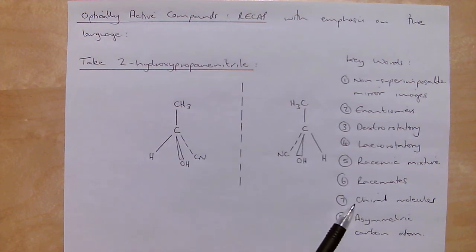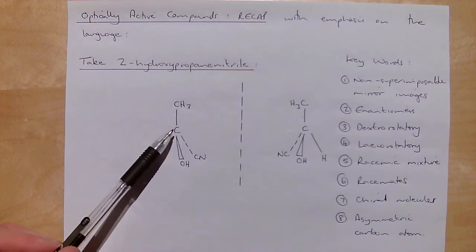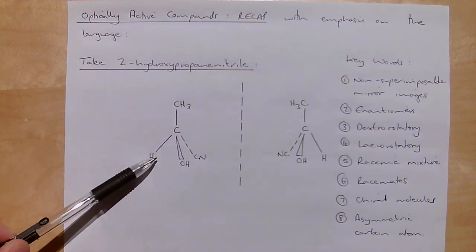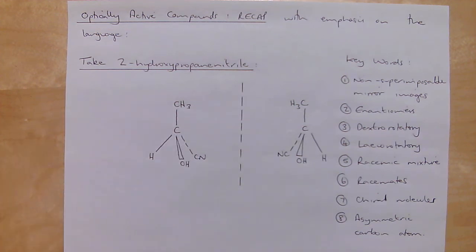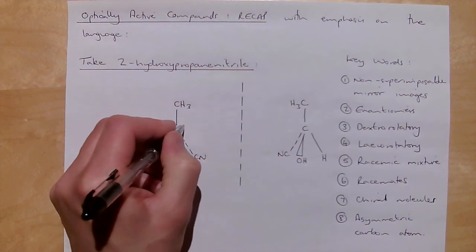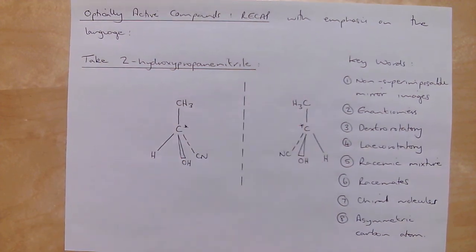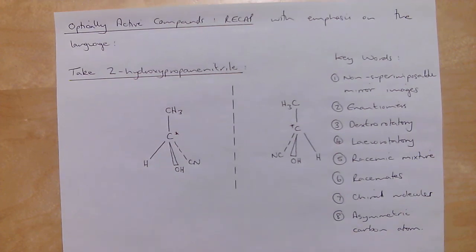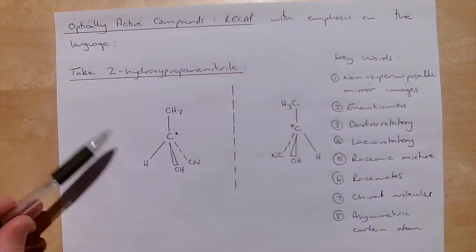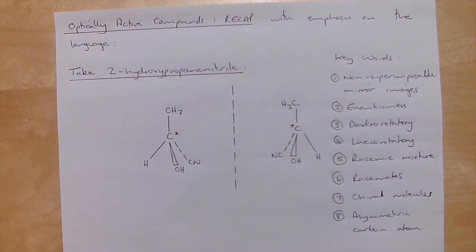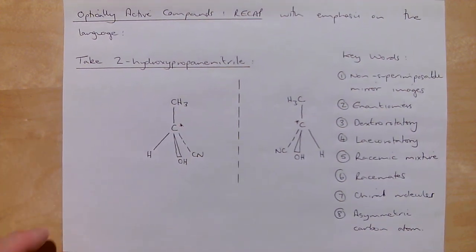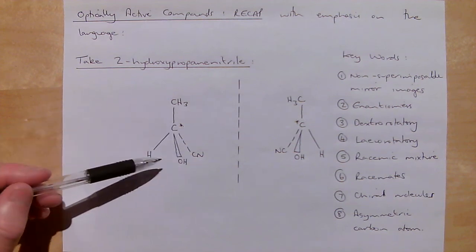Chiral molecules are molecules that have a carbon with 4 different groups around it, and you'll often see a chiral carbon indicated on your molecule with a star, like this, to show that that carbon is chiral. An asymmetric carbon atom is a carbon atom with 4 different groups around it.